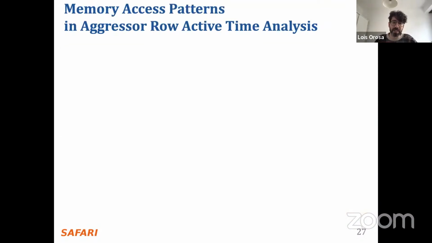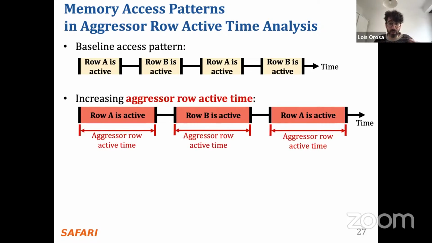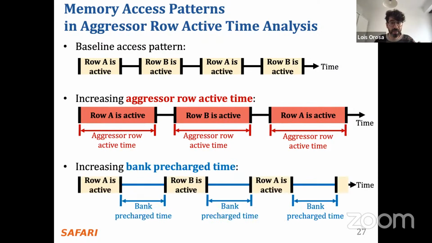To perform this analysis, we conduct 2 sets of experiments. In the baseline, we hammer rows A and B as frequently as possible. In the first set of tests, we increase the time that an aggressor row is active. And in the second set of experiments, we increase the time that a bank is precharged.